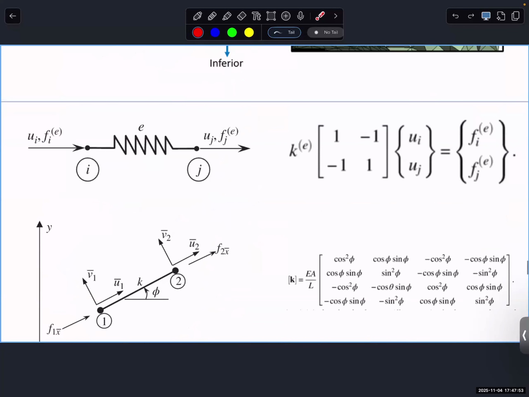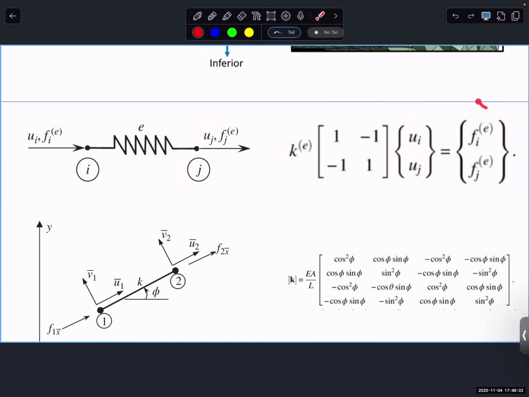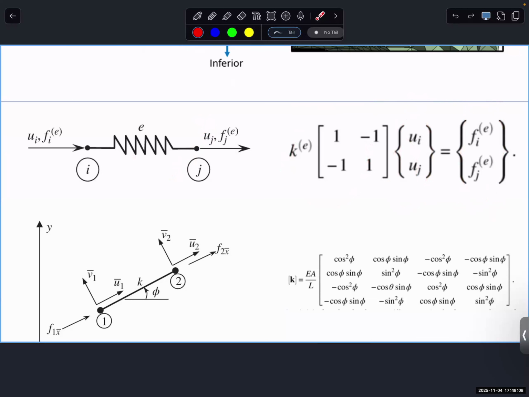So again, start from the simplest element. Let's say from mechanics of materials, this is KU equal to F, where U is the displacement you just mentioned. So when you have force applied and you have stiffness, you can calculate the displacement. So this is the displacement part.